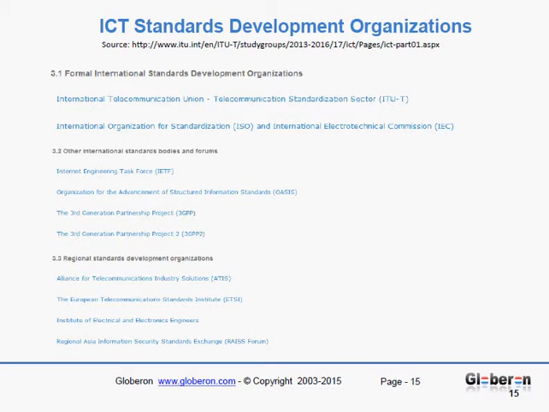Also online at the ITU you can find some ICT standards, and there are basically two organizations which develop standards. So that's basically the ITU and the International Organization for Standardization, ISO, and the IEC, International Electrotechnical Commission. Other organizations are also involved in international standards like the IETF, OASIS, 3GPP, and so on, IEEE as well. And there are regional standard development organizations like ATIS, ETSI, and so on.